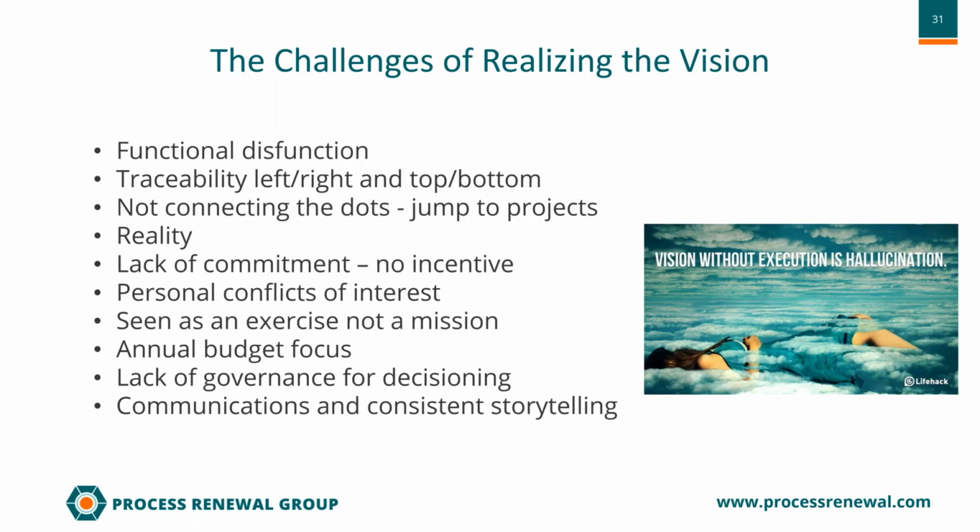So our challenge is we often end up with dysfunctionality because each functional group does their own thing. We have to make sure we have traceability, so we know if I touch one thing, everything else is affected. We jump to projects before we've connected the dots properly. And reality does get in the way. I mean, that's just a fact of life. There's quite often personal conflicts. Different people have different interests and they're going to fight each other.